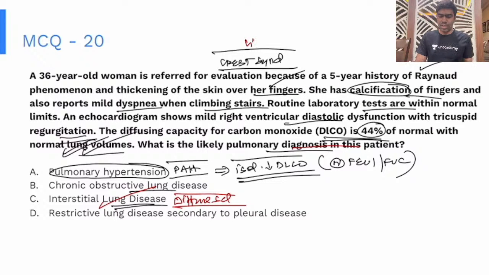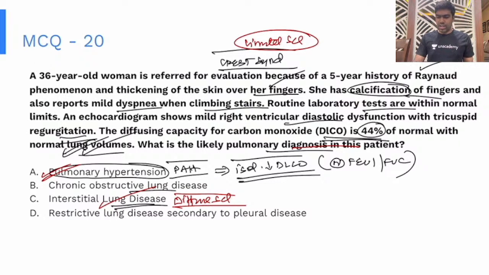But here CREST syndrome is a limited scleroderma. If your skin thickening is limited distal to your knees and elbows, then it's actually limited scleroderma only. And in that situation, pulmonary hypertension is the most common. In diffuse scleroderma, ILD is the most common.